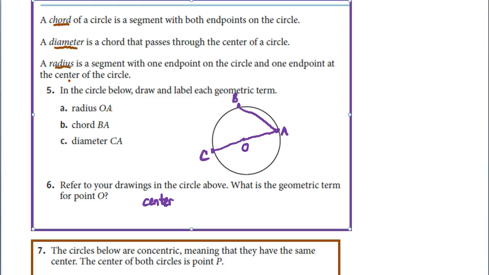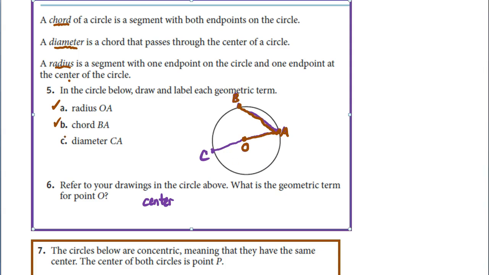Question 5, in the circle below, draw and label each geometric term. Start with radius OA. So because it's a radius, it begins at the center. That's point O. And then it's a segment extending to the circle and touching the circle at another point, in this case A. So here in kind of brown ink is the radius OA. Next we have chord BA. Well, we have already found point A, so if we put another dot on the circle and call it B and connect them, there is chord AB.